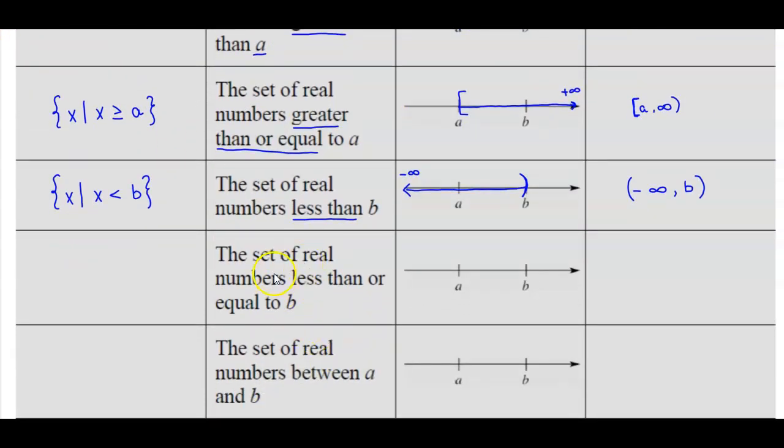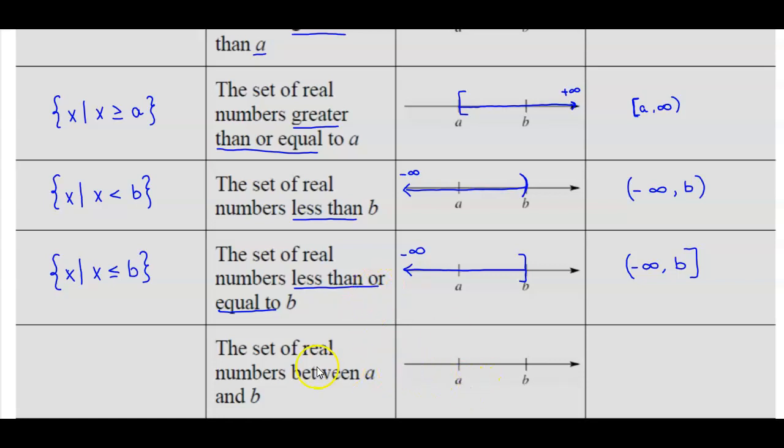Okay, the next one says the set of real numbers less than or equal to B. So instead of using a parenthesis now, we're going to use a bracket because we're including the value of B, and it's going towards negative infinity. So we're going to write our interval notation to be parenthesis, negative infinity, and then comma B, and we're going to put a bracket there because we're including the B. And how do we write this in set builder notation? Say the following: X such that X is less than or equal to B.